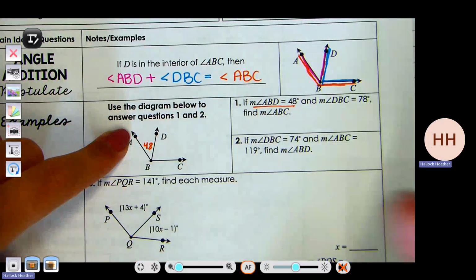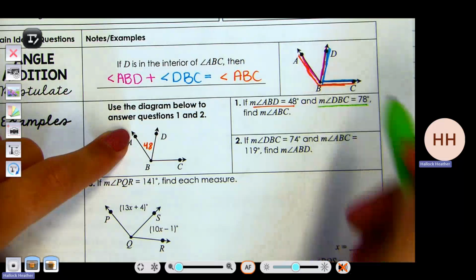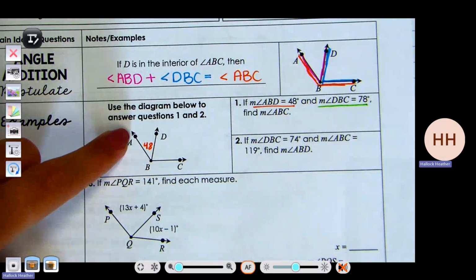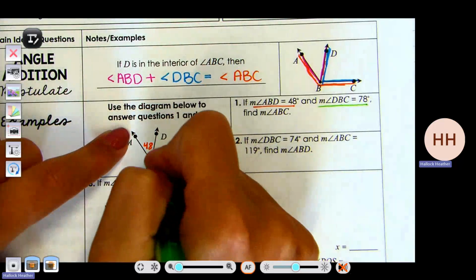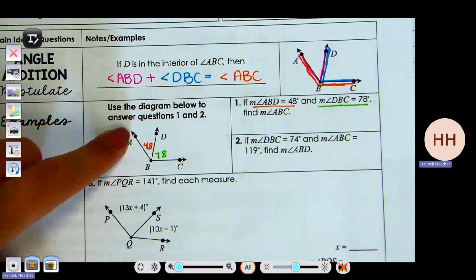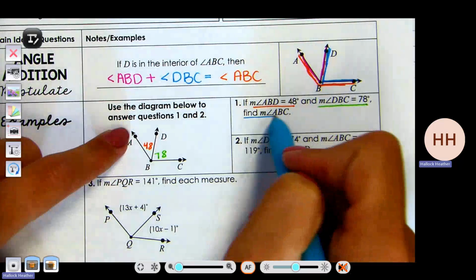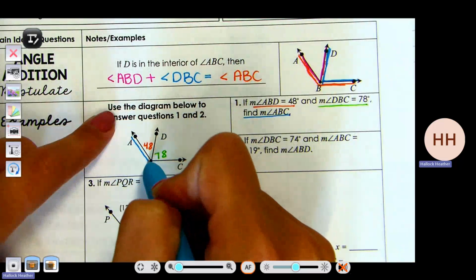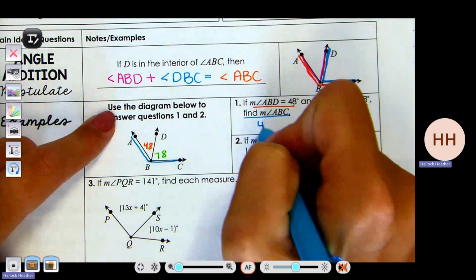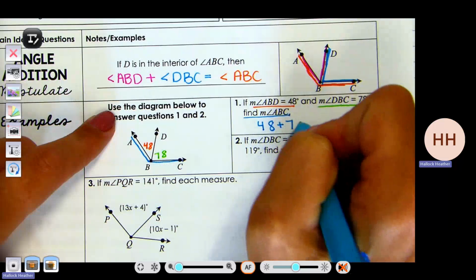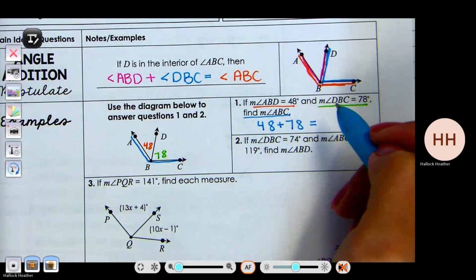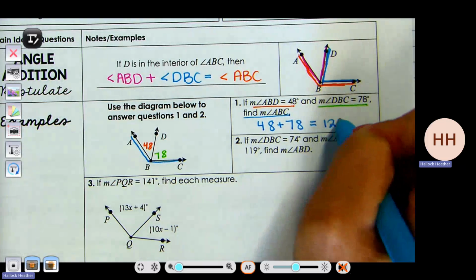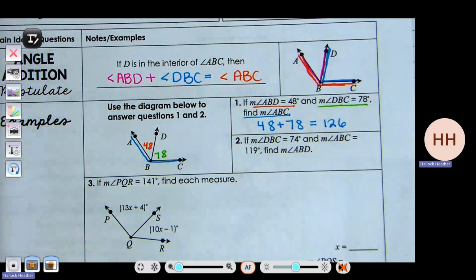I know DBC, the measure, people are like, there's no M in the picture. M means measure. M is not in your picture. So DBC is 78. You just add them because it wants the measure of ABC. So once again, I'm taking a piece, I'm adding the other piece, and it equals the whole thing. So what is my answer for this one? 126.